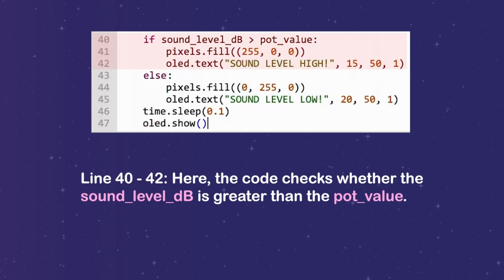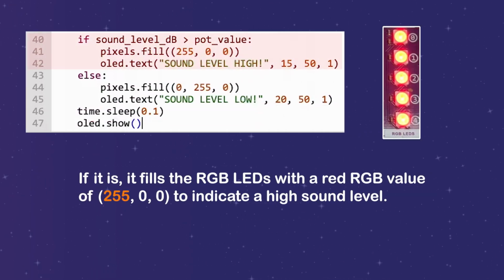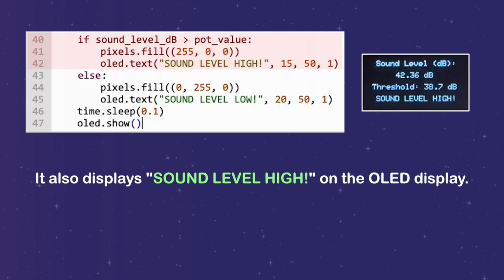Line 40 to 42. Here, the code checks whether the sound level dB is greater than the pot value. If it is, it fills the RGB LEDs with a red RGB value of 255, 0, 0 to indicate a high sound level. It also displays sound level high on the OLED display.